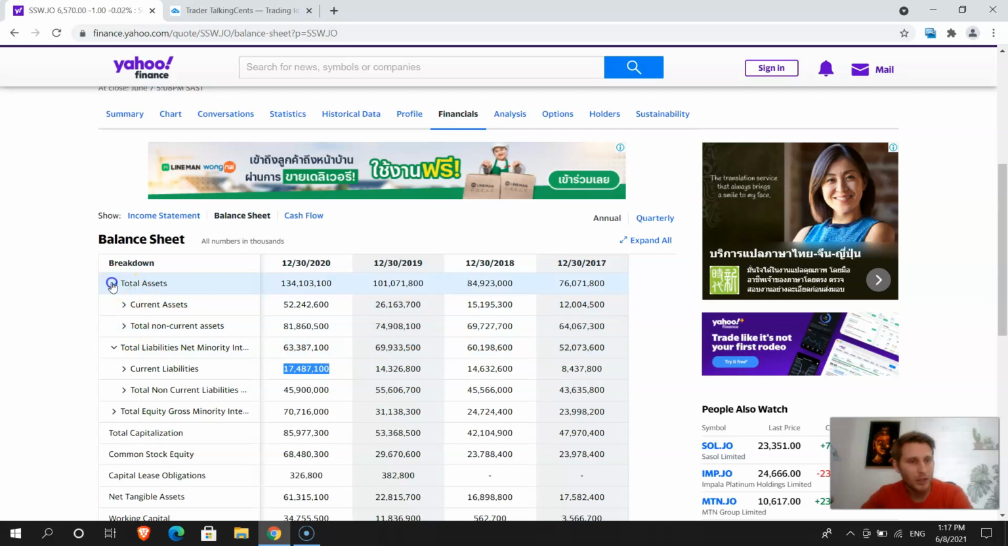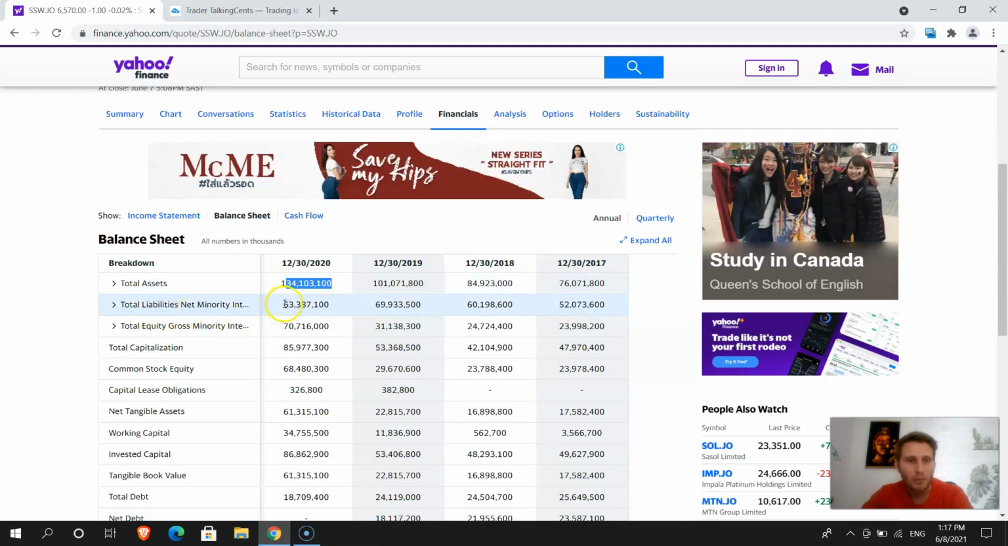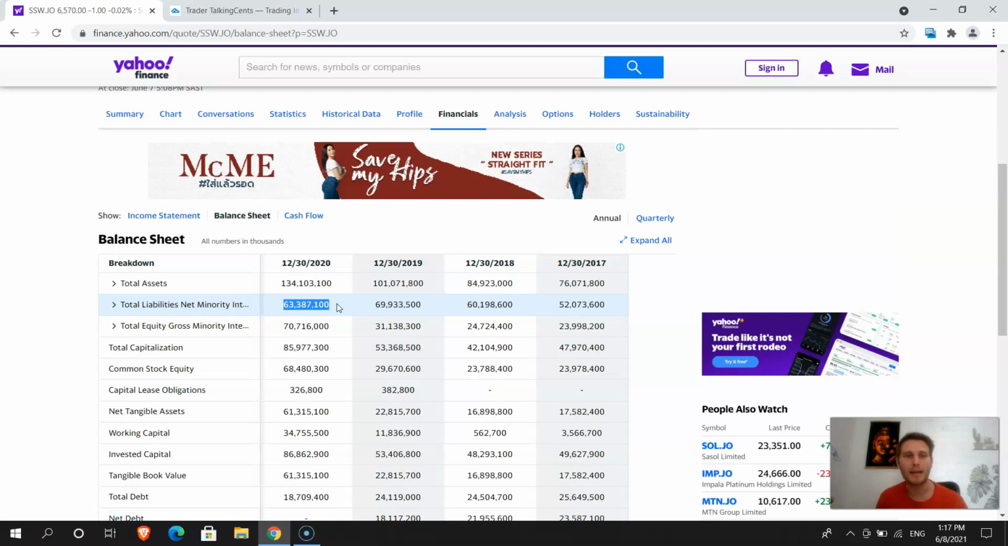And then let's just quickly go to long-term assets. Like I said, 134 billion. And their long-term liabilities. Long-term assets could be buildings, property, plant, equipment, investments, things they can't really sell right now for cash quickly, so it's long-term. Same with the long-term liabilities. Those could be long-term debts that mature. It's all the debt that they have in total.